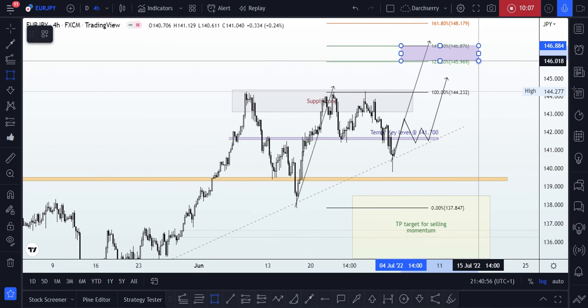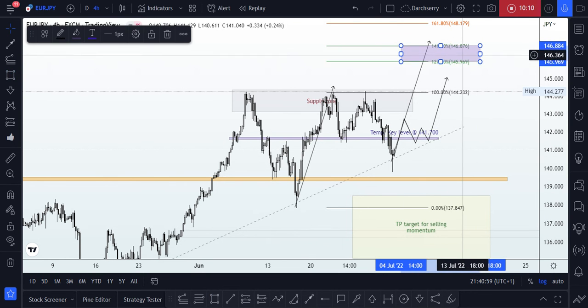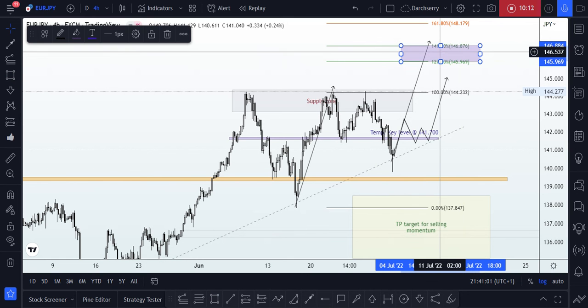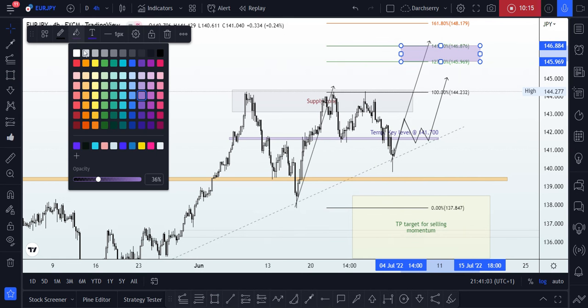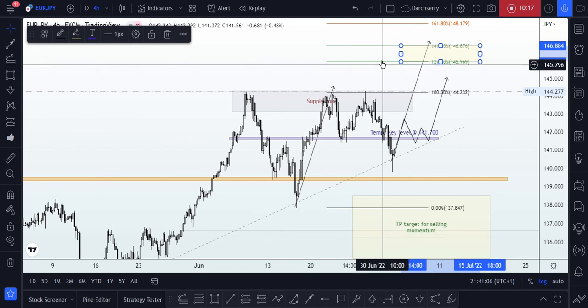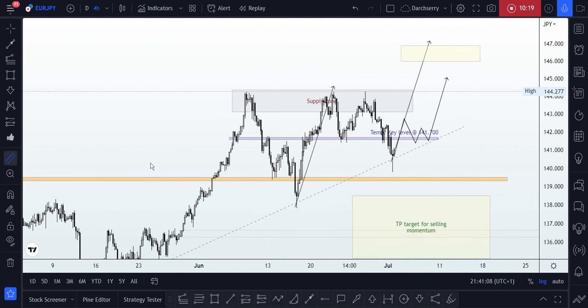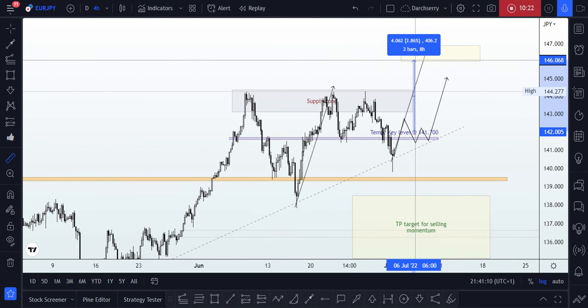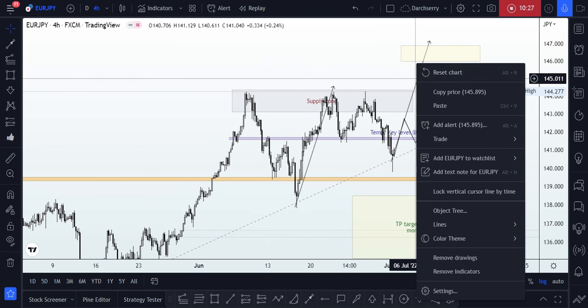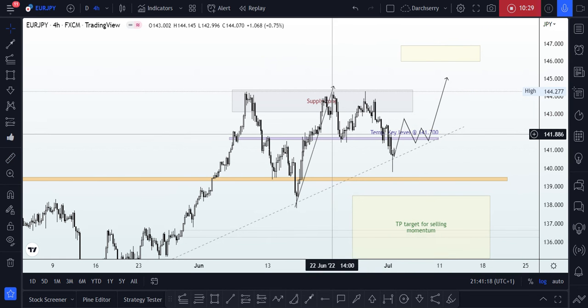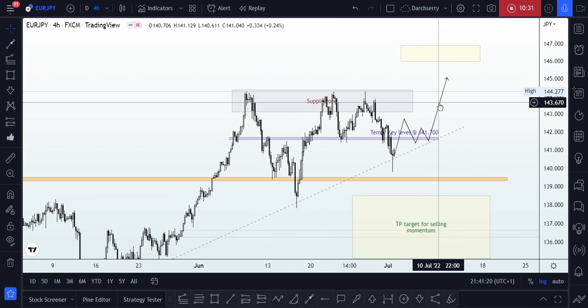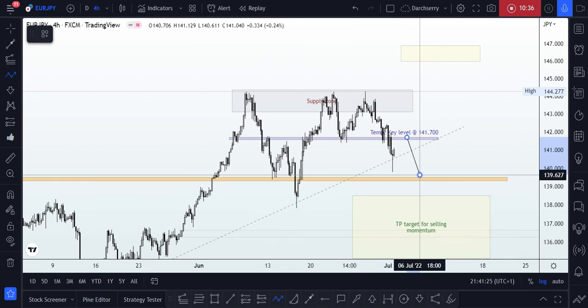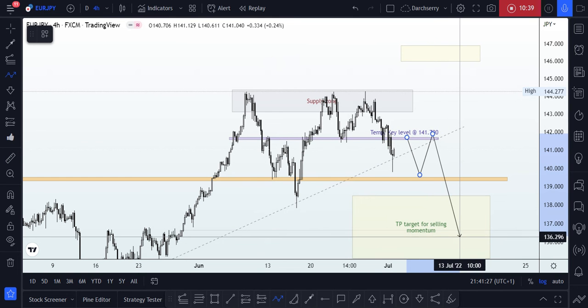And what are we going to be having? Somewhere around here, that is around the 146.5, 147 area, as our new take profit target for any buying momentum here, which will dovetail to a minimum of around 350, 400 pips on this one. So this is my scenario here on the EURJPY. We have two scenarios: the possibility of a bullish momentum, and at the same time, the possibility of a bearish momentum if price continues to trend below the bullish trend line we identified earlier.